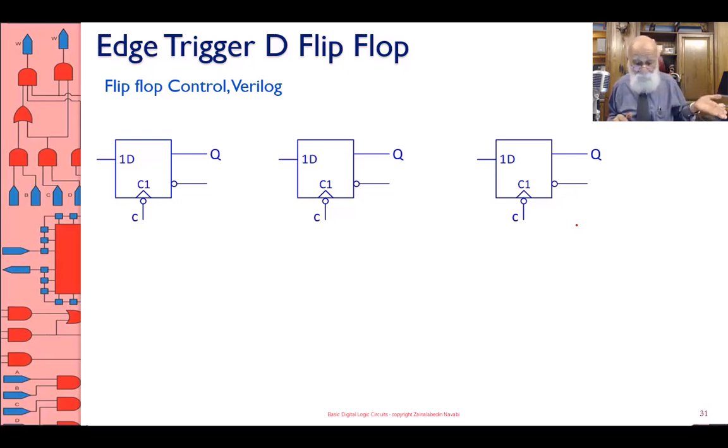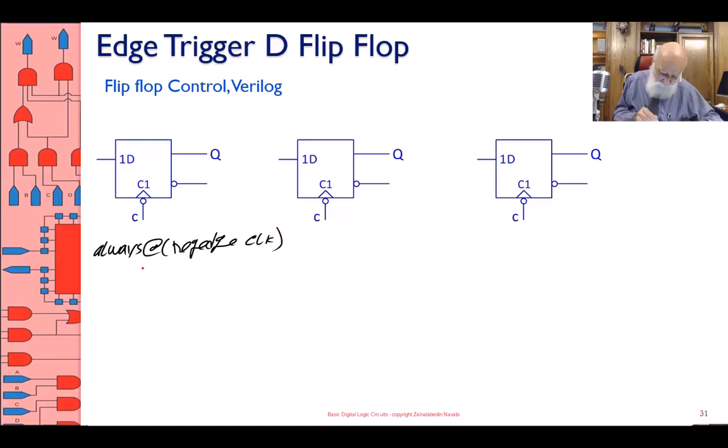Here I'm using falling edge. Let's look at the first one. It is always on the neg edge of clock. Q gets D, if this is D, and this is clock. Let's not worry about Q bar. You can do an assign Q bar. And remember that Q has to be reg.